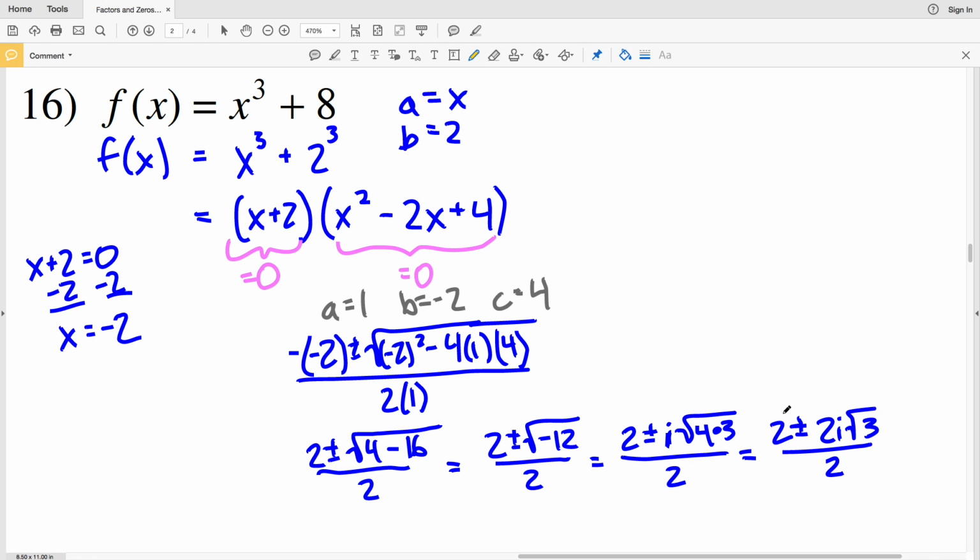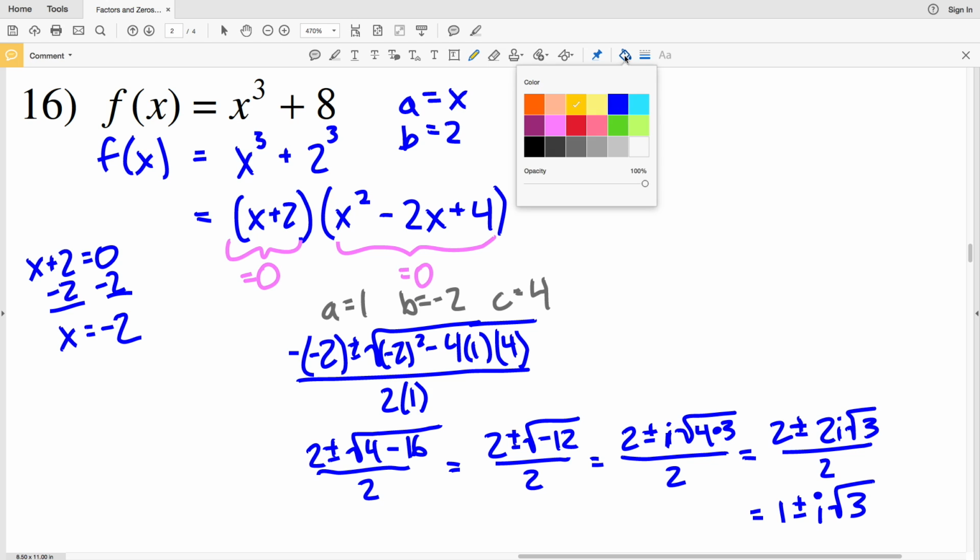Now note that in the numerator, both my terms are divisible by 2. 2 goes into 2 once, and 2 goes into 2 once again. So I'll write this as 1 plus or minus 1 times i times the square root of 3, which is i times the square root of 3. Now from that, I will have two separate solutions. I'll have 1 plus i times the square root of 3, or 1 minus i times the square root of 3, because this is plus or minus.